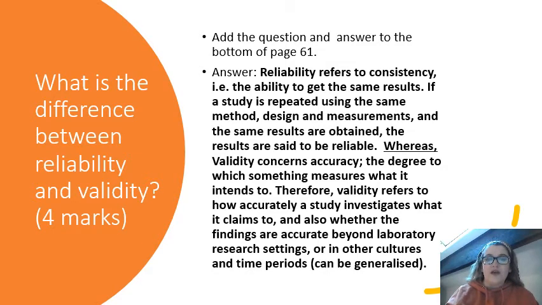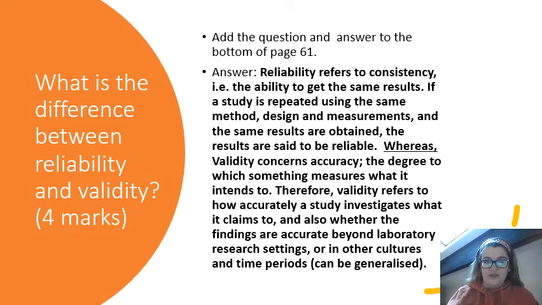So we've got the answer there. Reliability refers to consistency, i.e. the ability to get the same results. If a study is repeated using the same method, design and measurements, and the same results are obtained, the results are said to be reliable. Whereas, and I've underlined the keyword there for you, validity concerns accuracy. So in common sense language, has it measured what you intended to measure?